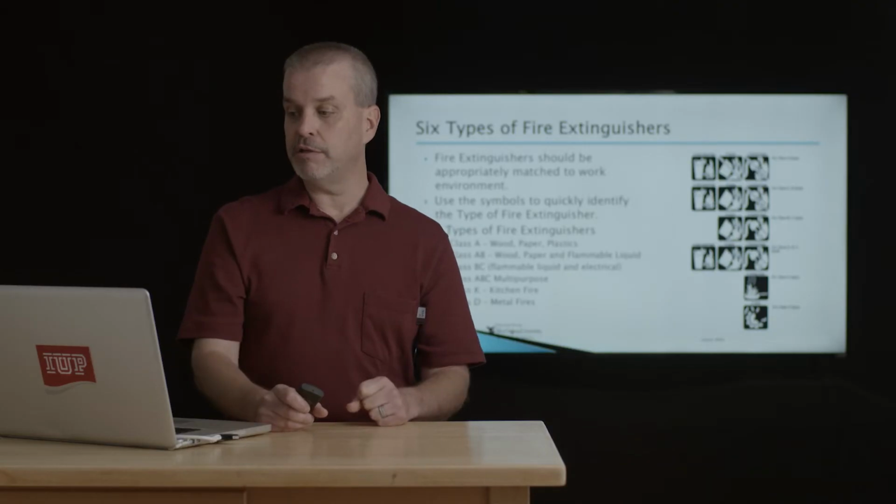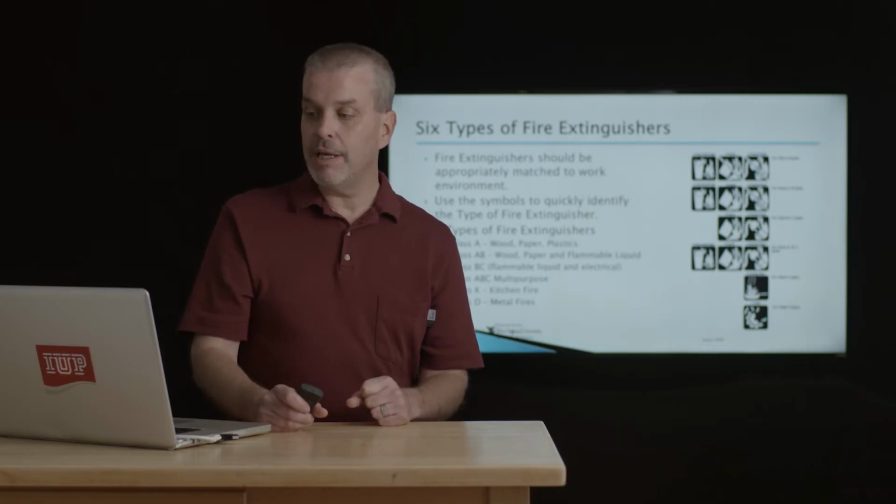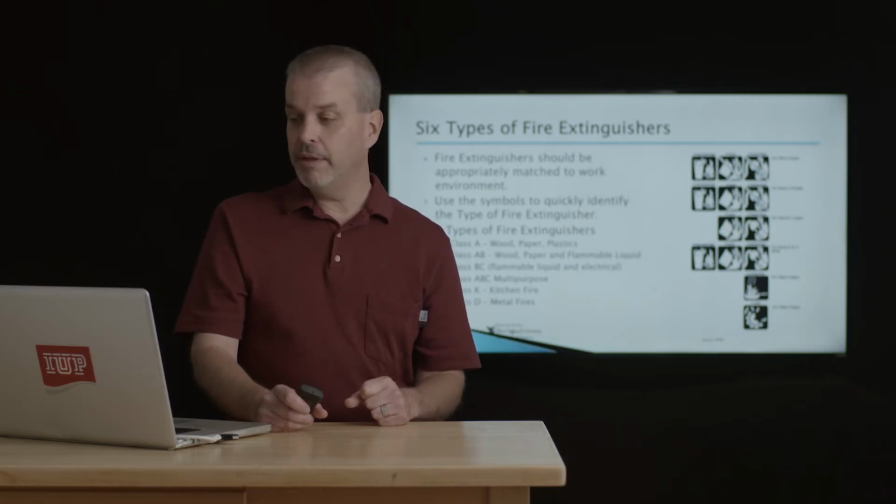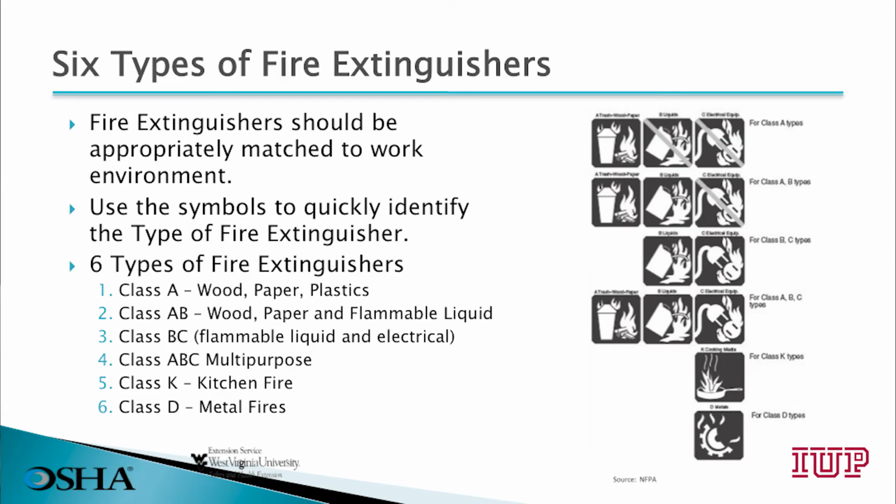There are 6 types of fire extinguishers, and fire extinguishers need to be appropriately matched to the work environment. You can use the symbols that are located on a fire extinguisher to quickly identify the type of fire extinguisher it is. There are 6 types. They are Class A for ordinary combustibles, Class A and B, which will handle ordinary combustibles and flammable liquids, Class B and C, which addresses flammable liquids and electrical fires, Class ABC, which is multi-purpose, Class K for kitchen fires, or a Class D for metal fires.